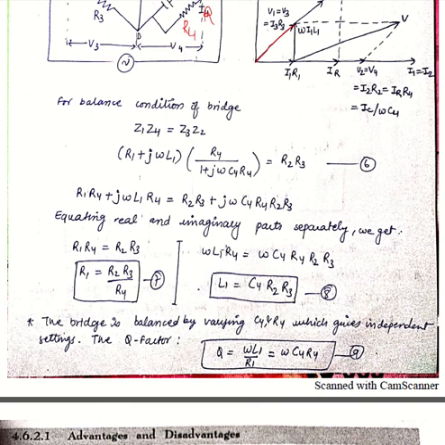By equating the real and imaginary parts, the real part gives R1 R4 equal to R2 R3, where R1 is equal to R2 by R4 multiplied by R3, and in the imaginary part we get L1 equal to C4 R2 R3. If we divide L1 by R1 and multiply by omega, we get our quality factor Q, that is equal to omega L1 by R1, equal to omega C4 R4. The bridge is balanced by varying C4 and R4, which gives independent settings.